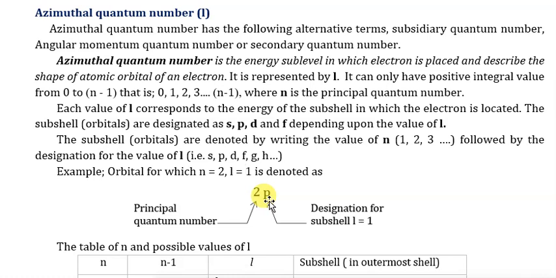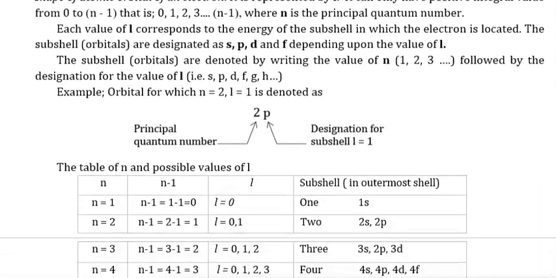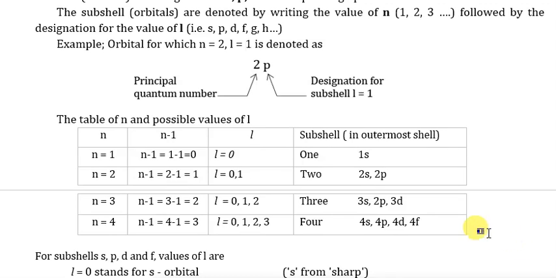But one thing you need to understand hapa ni kwamba tunataka kuandika n is equal to 2, L is equal to 1, tunaandika kama 2p. Hapa hii mbili ni principal quantum number, while hii p ni designation for subshell L is equal to 1. L is equal to 1 ndo anakuwa ni p subshell. Kwa tuna table hii hapa ambayo inaweza ikatusaidia sana kujua values za n na possible values za L.